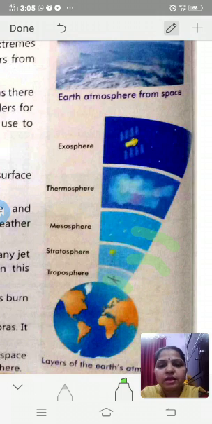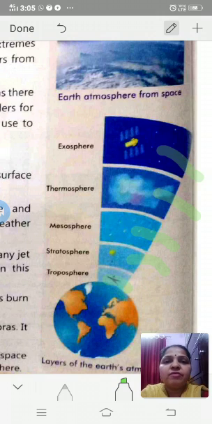The fourth layer is the thermosphere. It is the layer with auroras. It is also the layer where the space shuttle orbits. The fifth and last layer is the exosphere. The atmosphere merges into space in this extremely thin layer. This is the upper limit of our atmosphere.